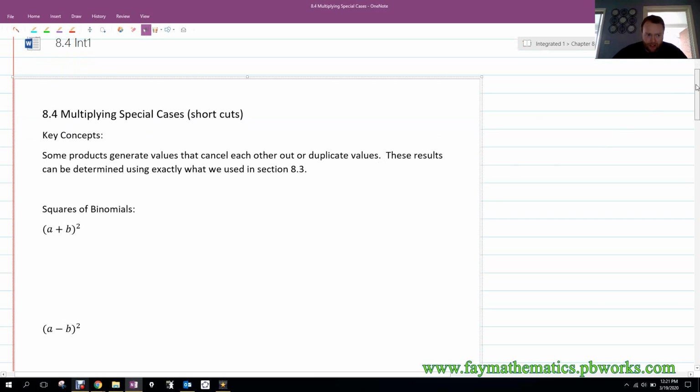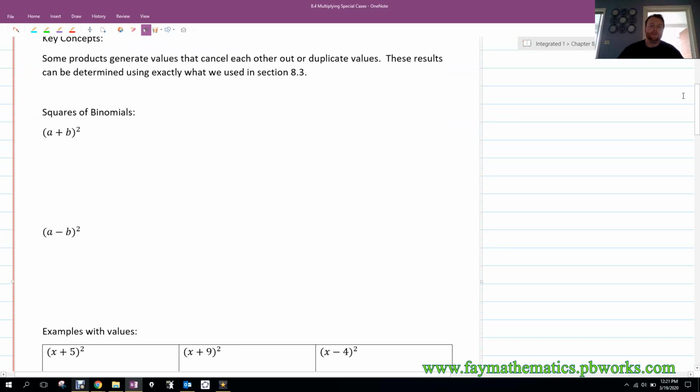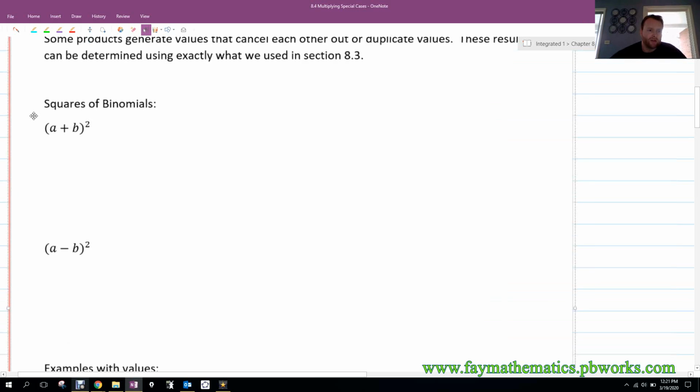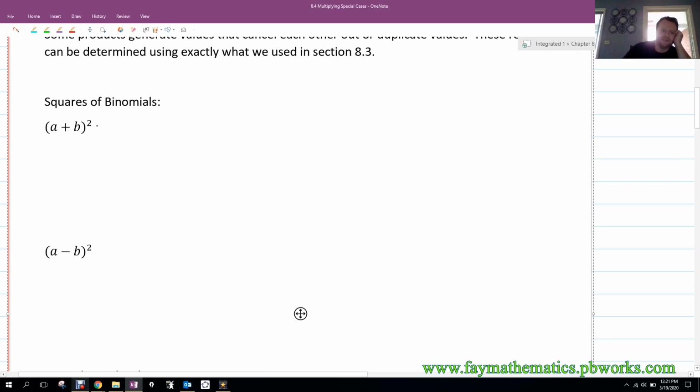But I will go through the general processes here with you in these examples. This shouldn't be a very long video, and the homework again is not extensive. Okay, so first one is when we talk about squares of binomials. Remember what squaring something means.